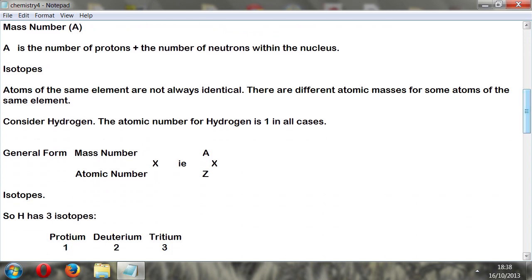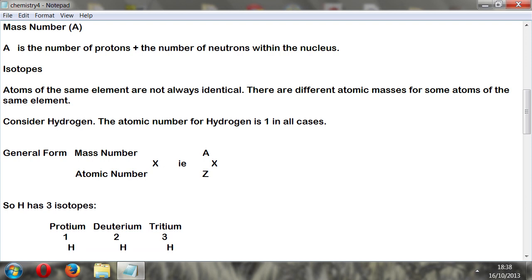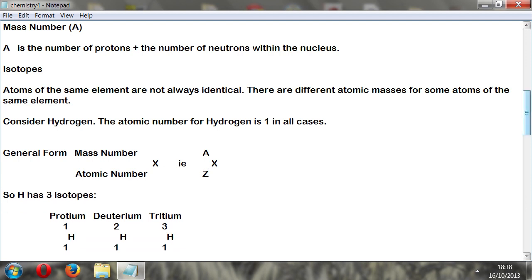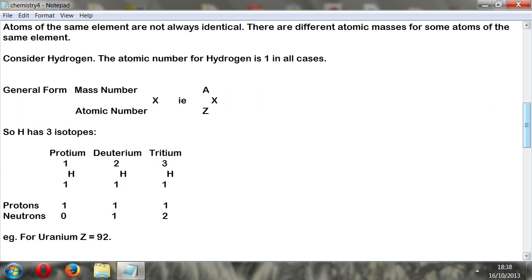The general form is the mass number above and the atomic number below, with the element itself denoted by X to the right, in the middle. So let's look at isotopes. I've actually written isotopes here twice, so let's correct that. Hopefully that hasn't screwed up my formatting later down the line.